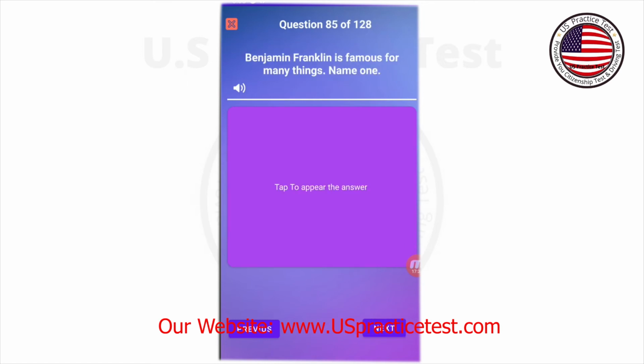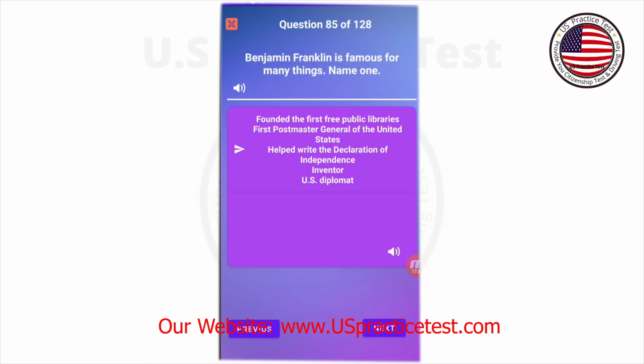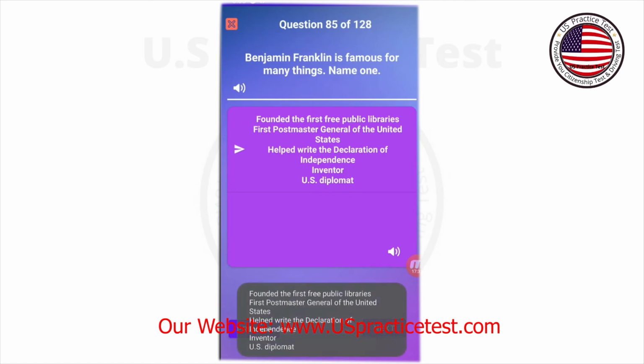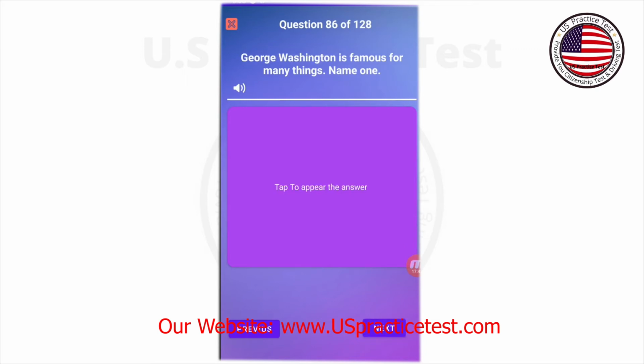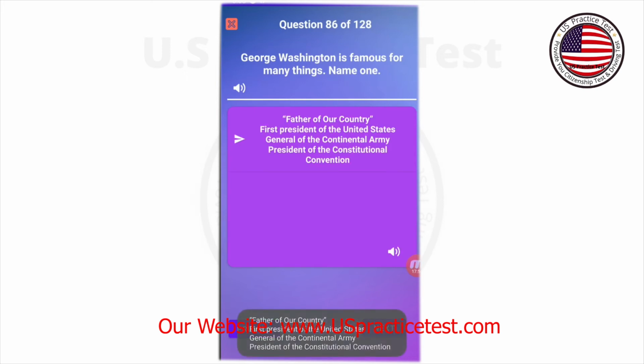Benjamin Franklin is famous for many things. Name one. Founded the first free public libraries. First Postmaster General of the United States. Helped write the Declaration of Independence. Inventor. U.S. diplomat. George Washington is famous for many things. Name one. Father of our country. First President of the United States. General of the Continental Army. President of the Constitutional Convention.